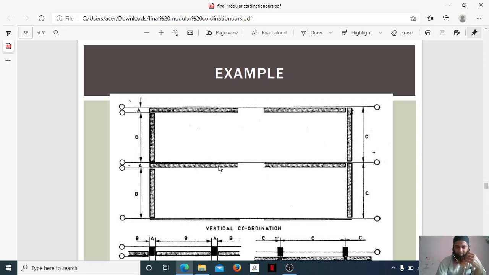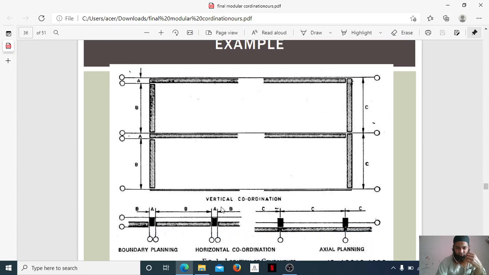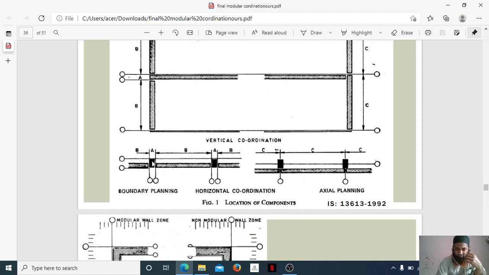You can see here vertical coordination is also shown. For example, we are showing this. This is the floor to floor height. These are the walls which have been cast here. You can see everything has been marked. Let us see further boundary planning. So the boundary planning is also given here.